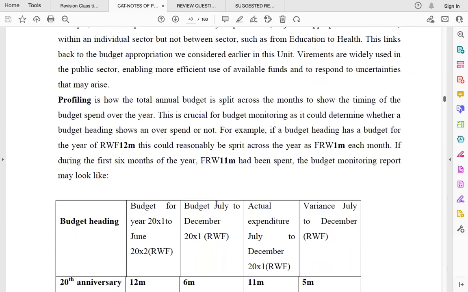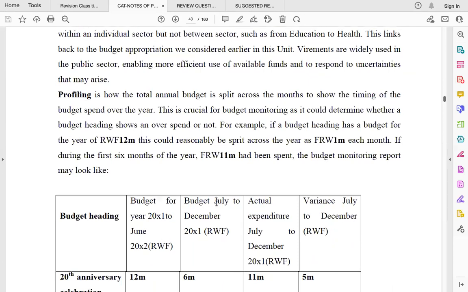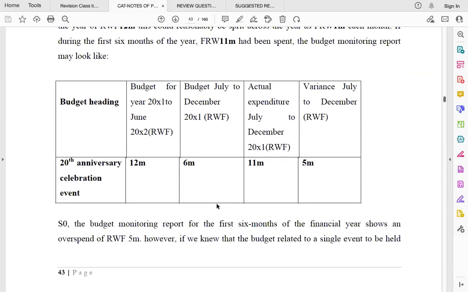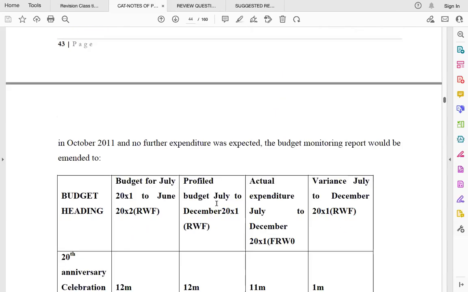It is just making a phasing of the total annual budget into specific months, and then you will be able to monitor. For example, the first 3 months, the first 6 months, then you go for 12 months. Then you will be able to see if there is overspending or underspending. You can compare from month 1, month 2, month 3. You see the budget that you have planned, which forms the basis for the next plan.